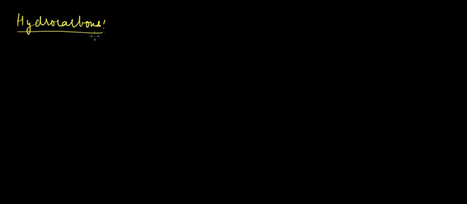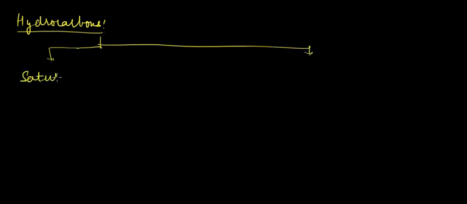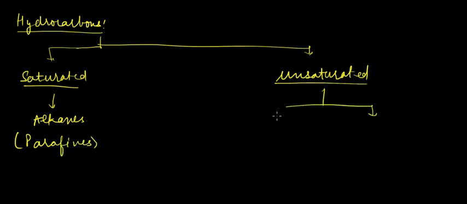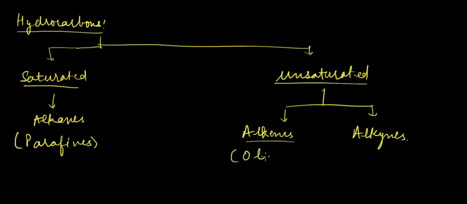Okay, so obviously this can be classified into either saturated or unsaturated. Saturated, obviously we know that those are alkanes, and those are also called paraffins. In unsaturated, again we can subdivide it into two parts, which is alkenes and alkynes. Alkenes are obviously called olefins.